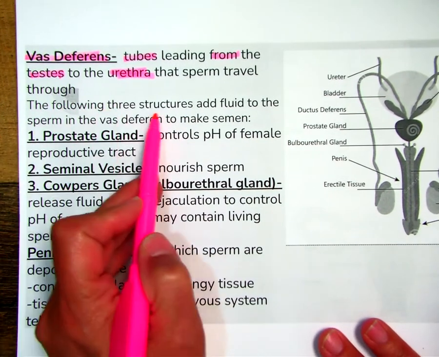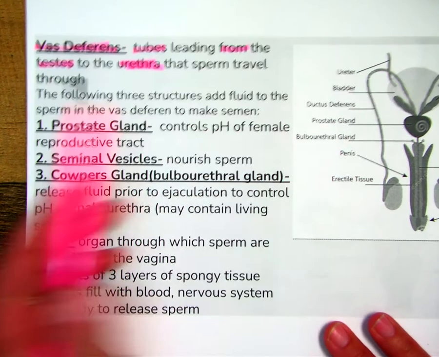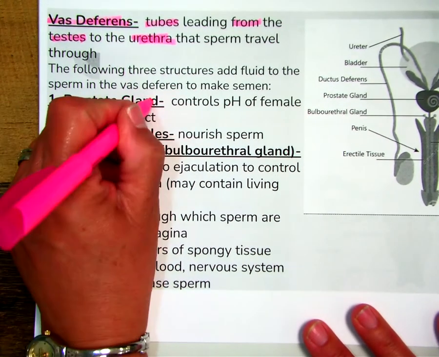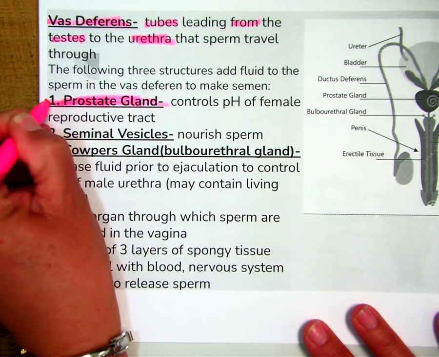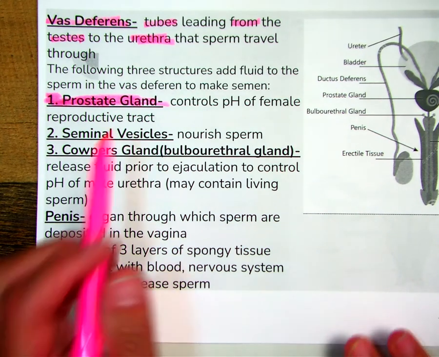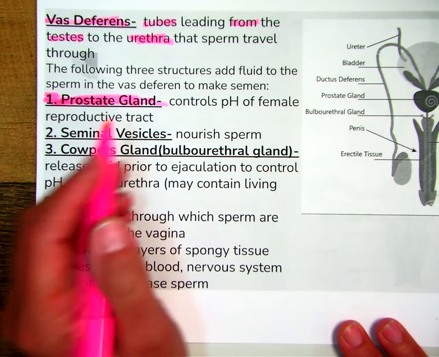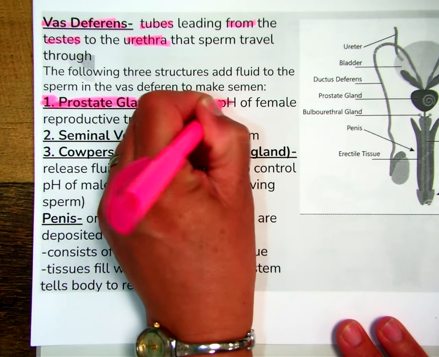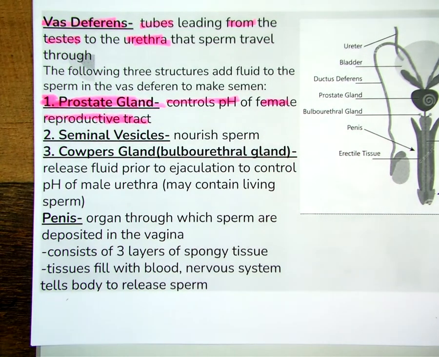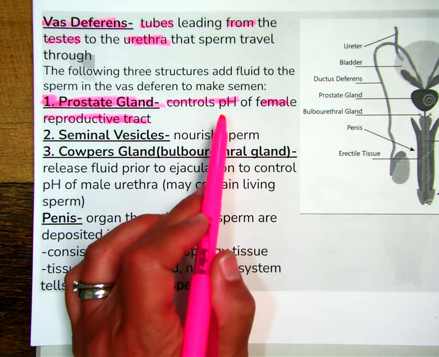Now, the following three structures add fluid to the sperm in the vas deferens to make semen. You have the prostate gland first. We're going to watch the video in class, and you're going to see footage traveling right through the urethra. So you'll see the prostate gland. This is going to add fluid to help control the pH of the female reproductive tract. We don't want it to be too acidic. We don't want the sperm to die as soon as they enter. So this is going to try to neutralize the pH.